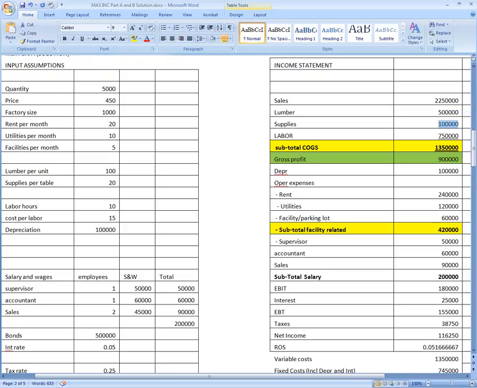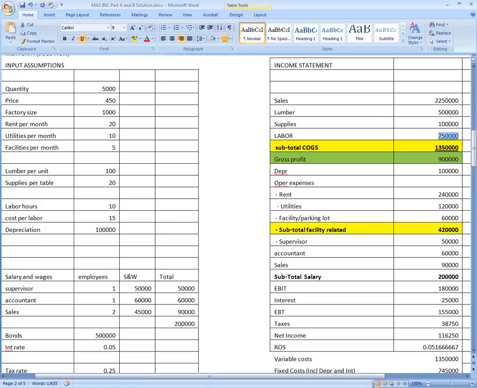Supplies is $20 per table, which is right here in your cell. You take that times the quantity, and you will get this number over here. Labor is going to be done in two steps.